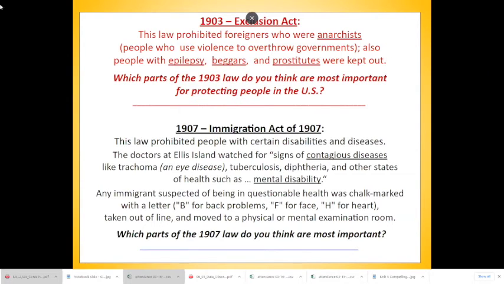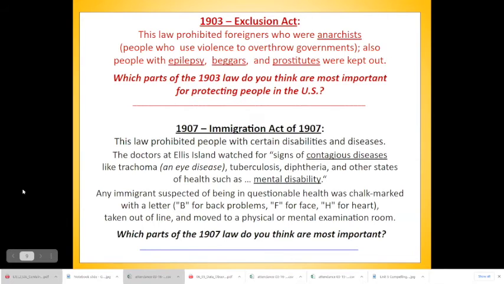In 1907, the Immigration Act prohibited people with certain disabilities. So they were looking for contagious diseases. One of the big ones was trachoma, I believe is the way you say it, which is an eye disease, tuberculosis, diphtheria, or a mental disability. As they went through, the inspectors were looking for this, and then they would grade them with chalk, with a letter B if they had back problems, F if it was face or in their head, and H if it was a heart problem.